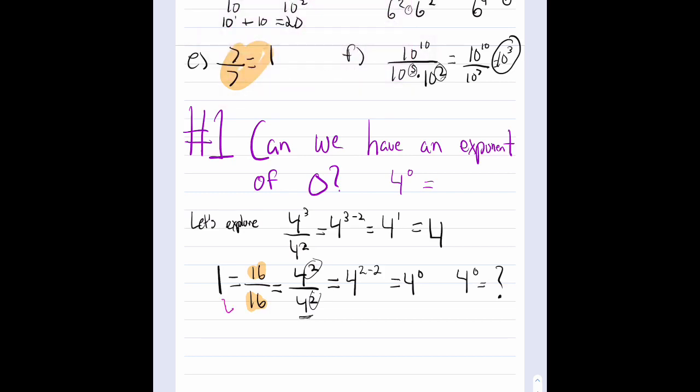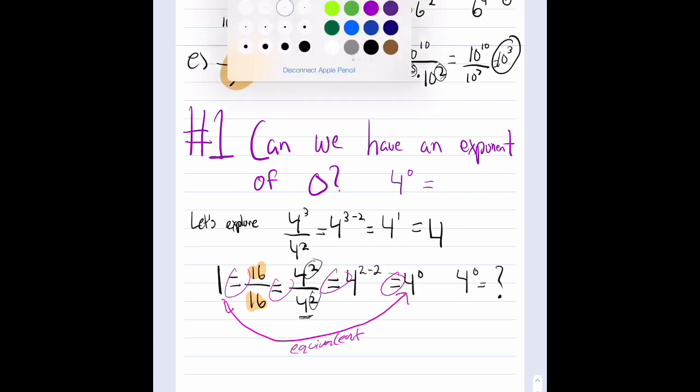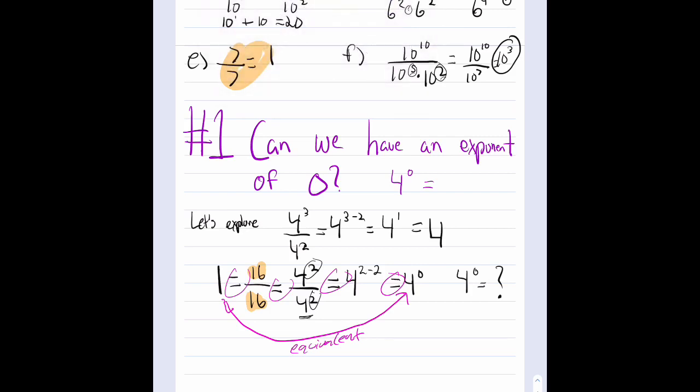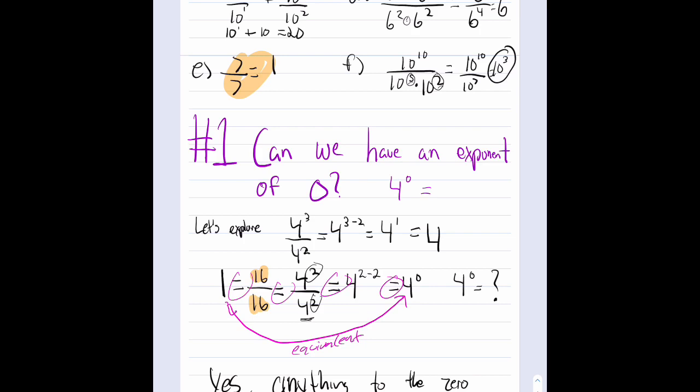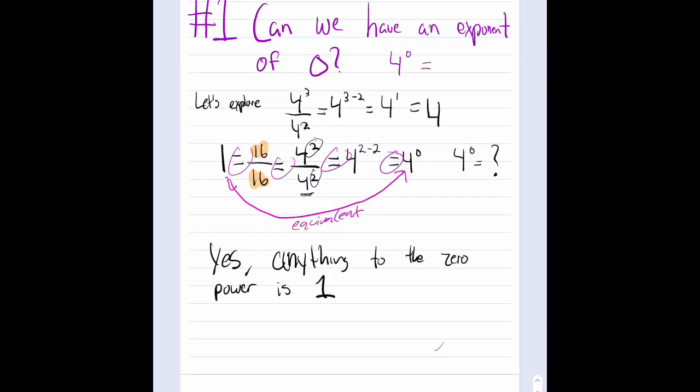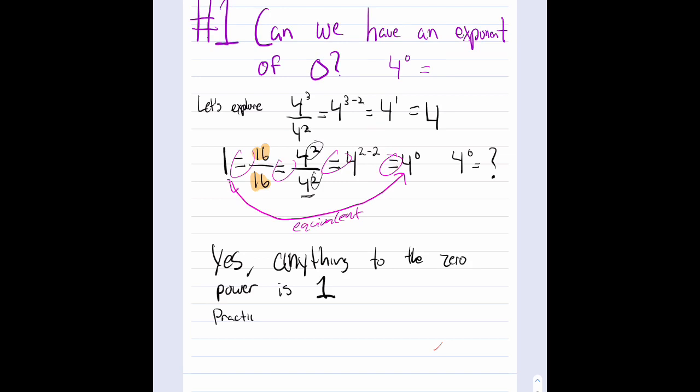1 on a long chain of equal signs. These all are equivalent. So 1 equals 4 to the 0. So we just figured out that yes, you can have an exponent of 0. And we can say anything to the 0 power is 1. So here's some practice questions for you.